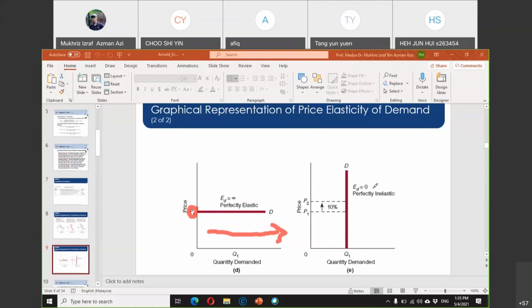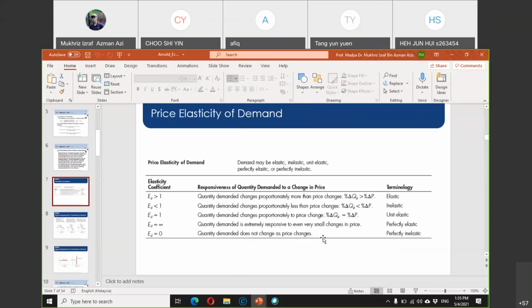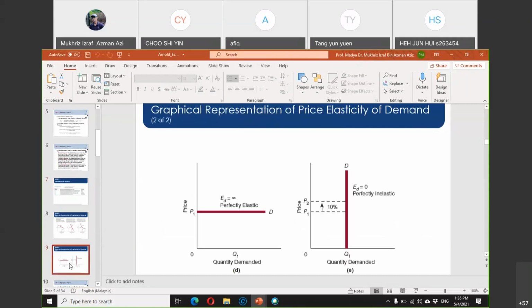And finally, the perfectly inelastic, the demand curve should be perfectly vertical, which means the quantity demanded does not change, although price changes from 1% to 20%. In other words, perfectly inelastic, quantity demanded does not change as price changes. So for that to be possible, the demand curve must be perfectly vertical. So quantity is constant. Although price changes by how many percent, demand will always be the same value. So that is perfectly inelastic.